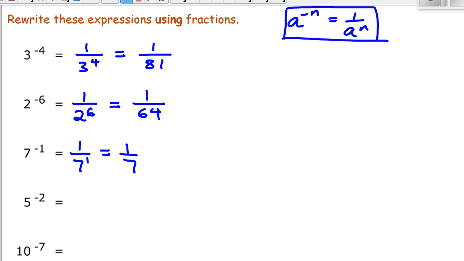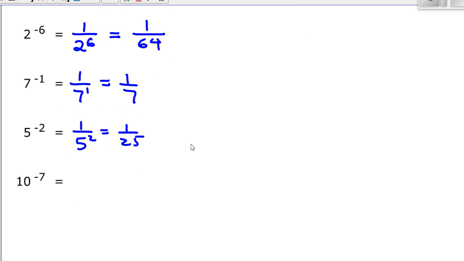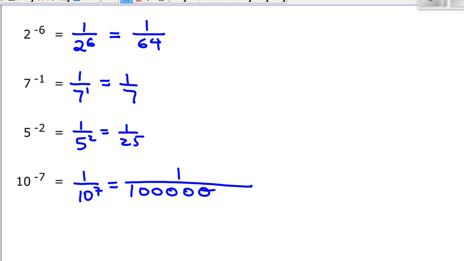This will be 5 to the power negative 2, 1 over 5 to the power 2, which is 1 over 25. This will be 1 over 10 to the power 7. So you'll end up with a long answer here. 1, 2, 3, 4, 5, 6, 7. These are zeros. Let me write that properly. So 1 over 1, 2, 3, 4, 5, 6, 7. Good.